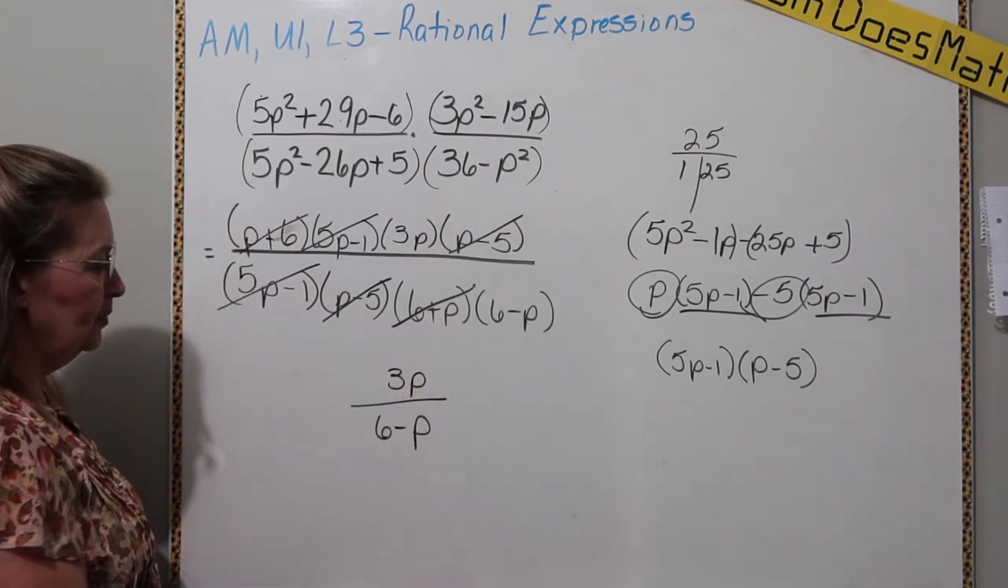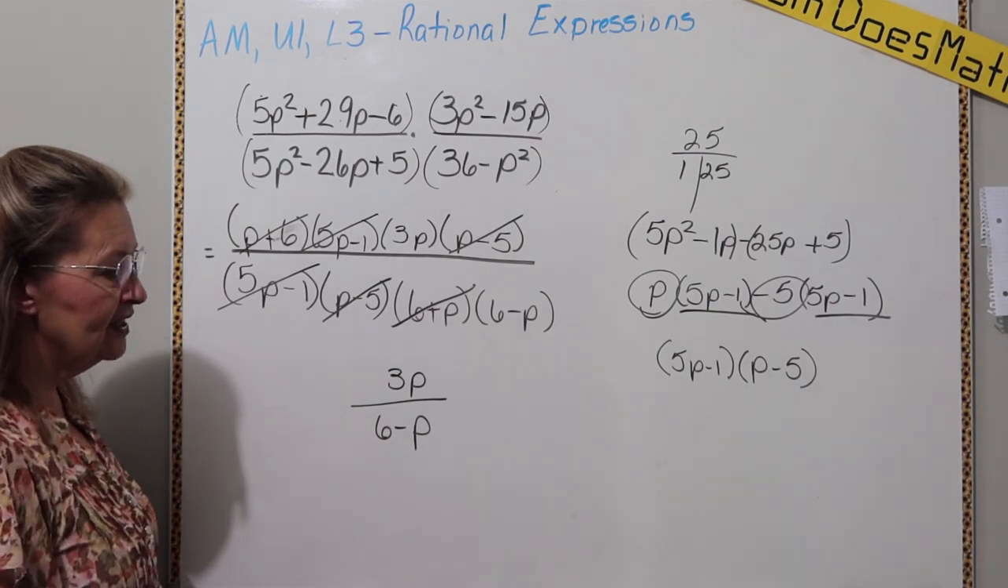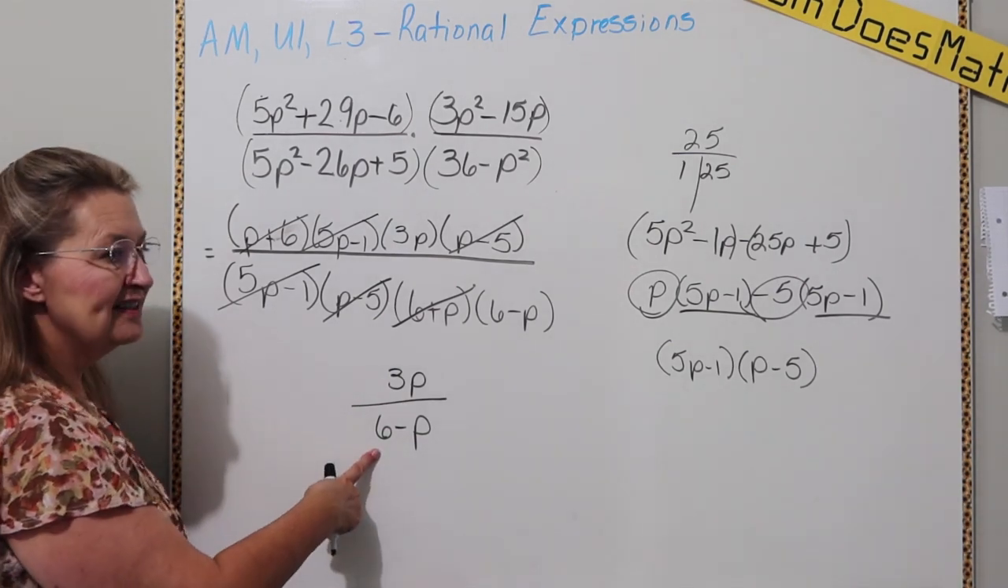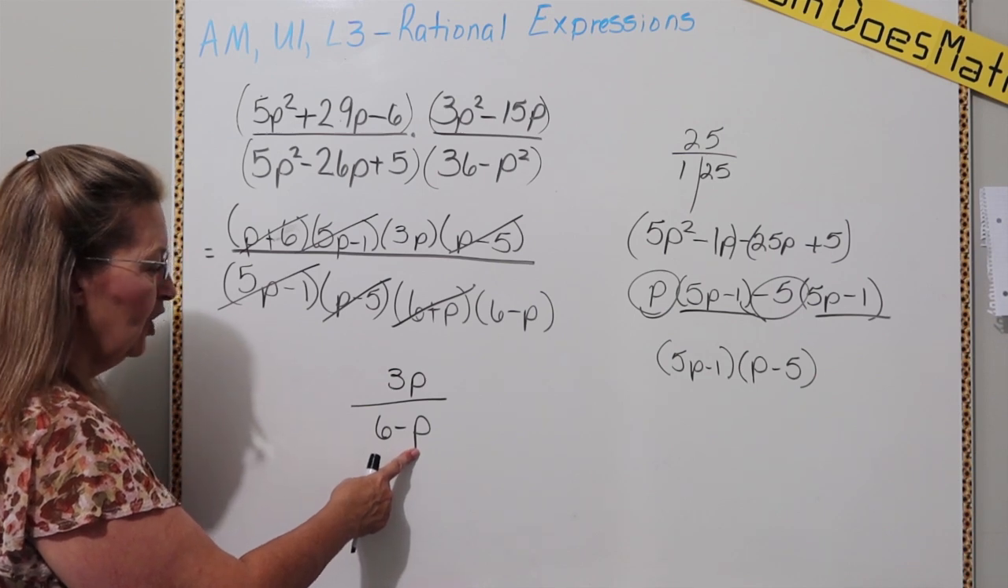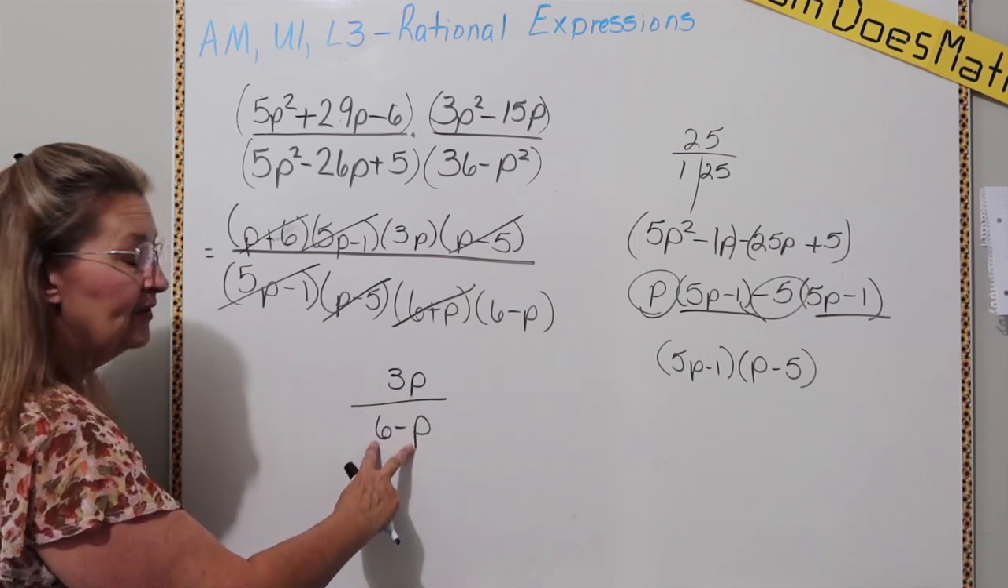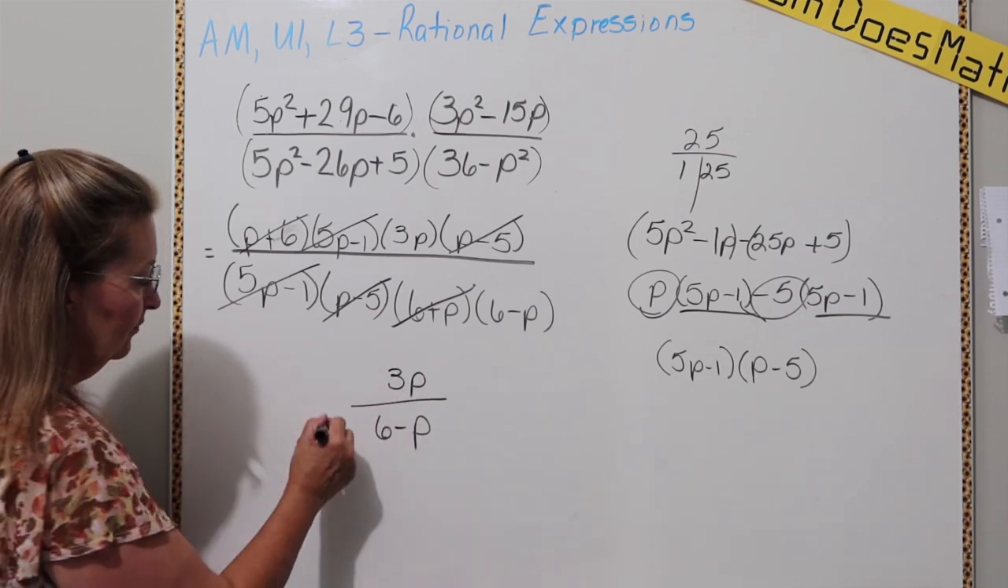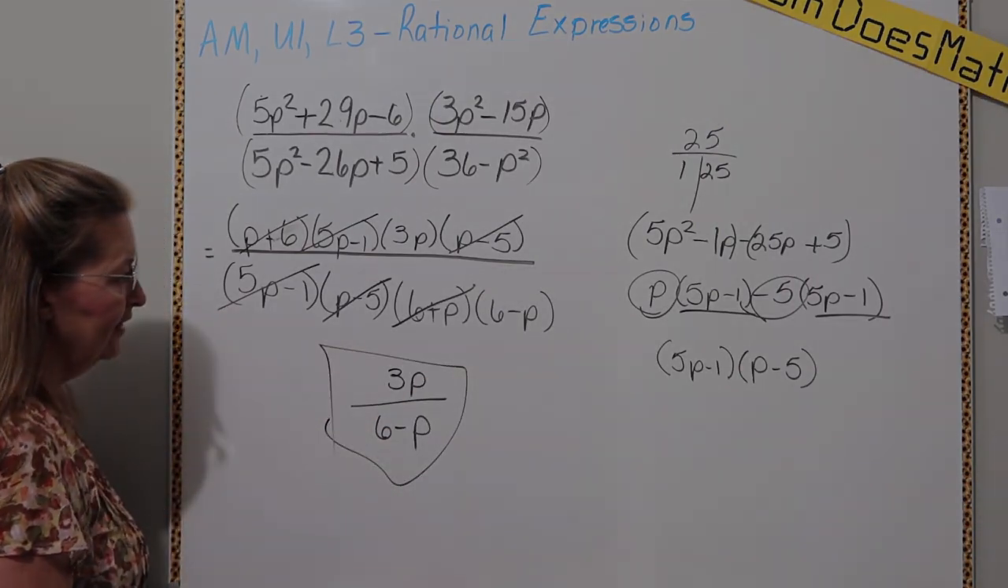Now, can you cancel the p's? Can you reduce the 3 and the 6? No, because 6 is not a factor, it's a term. P is not a factor, it's a term. Now these are both factors, but these are not, so they can't cancel. So that's your final answer.